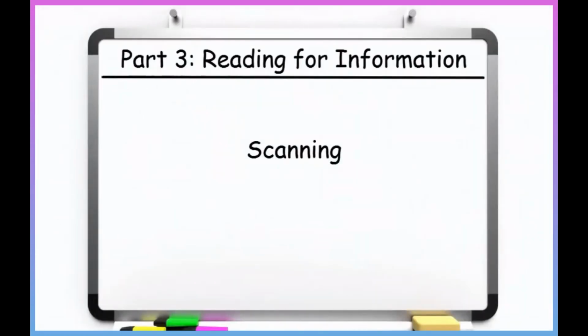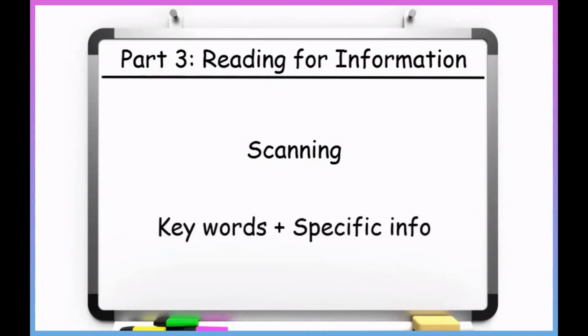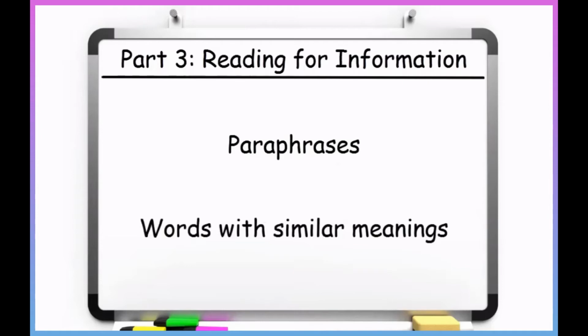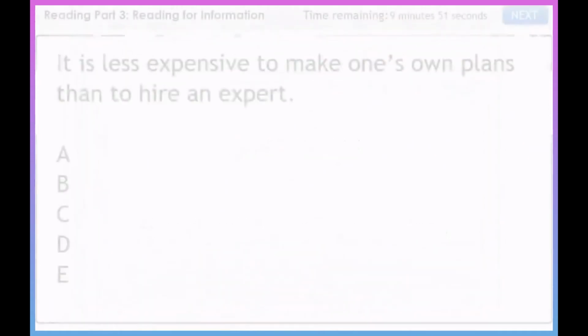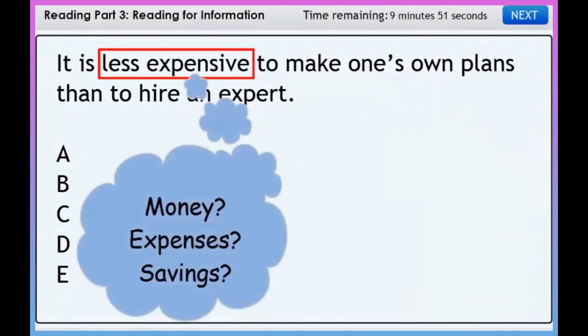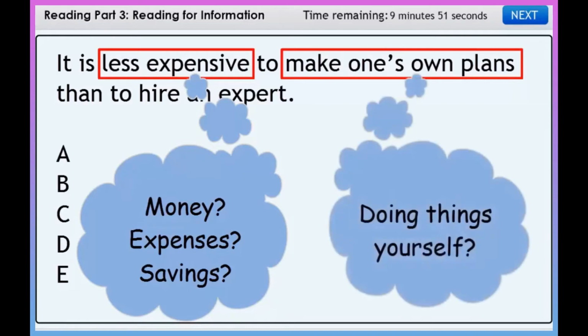Okay, so this is where scanning comes in useful. Scanning is when you look for keywords and specific pieces of information in the text. It's unlikely that you'll find the exact same words in the paragraphs as you see in the questions. So you'll need to look for paraphrases, that is, words with similar meanings. Okay, so in this case, I'll try to look for words that relate to money, expenses, and savings. I should also look for words about making one's own plans, such as doing things yourself.